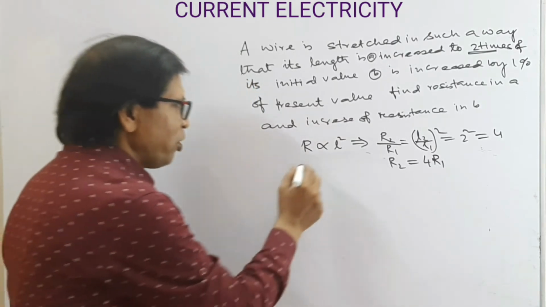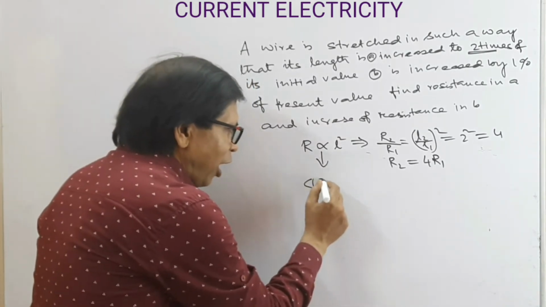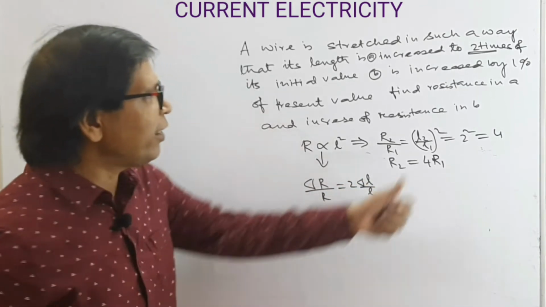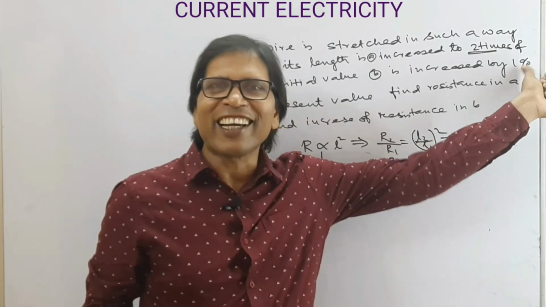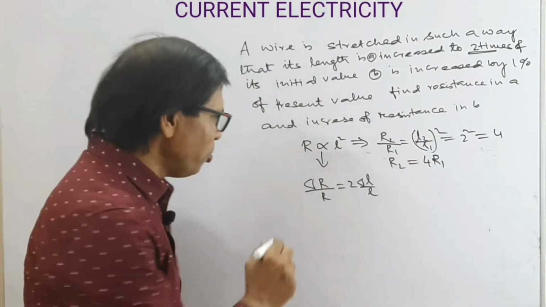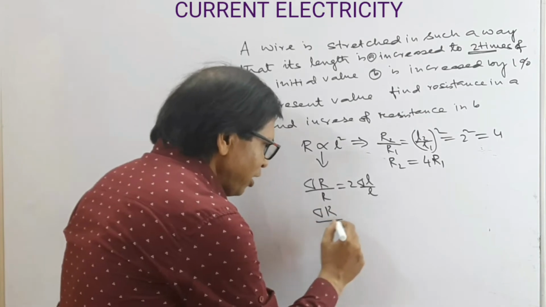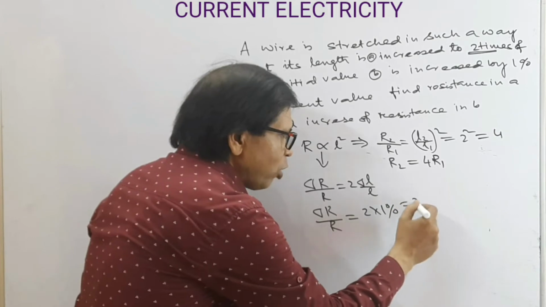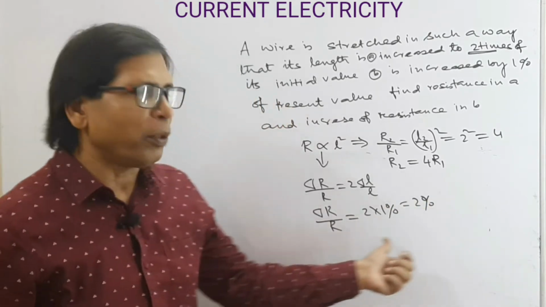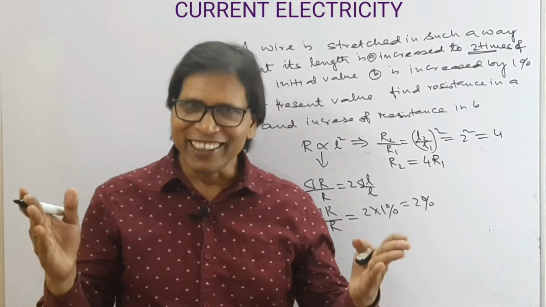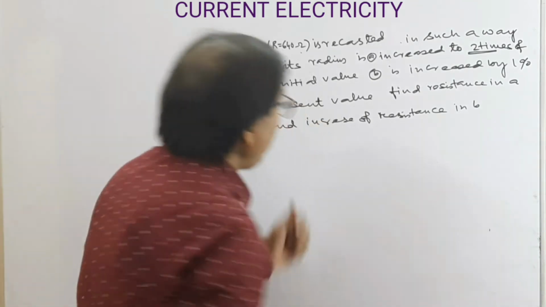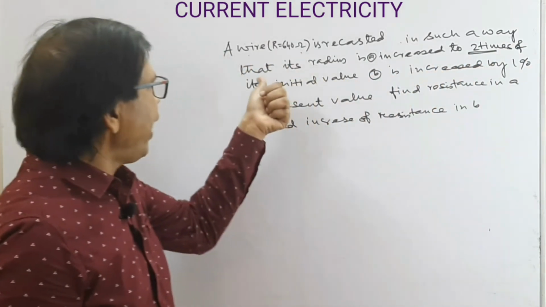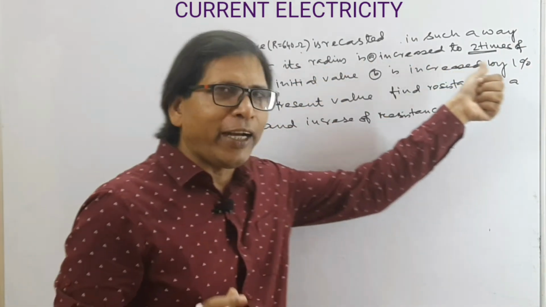Now look at this, from this relation, delta R by R equals 2 delta L by L. Here delta L by L equals 1%. So the increment of resistance delta R by R is 2 into 1%, that is 2%. So the increment of resistance is 2%. Understood?